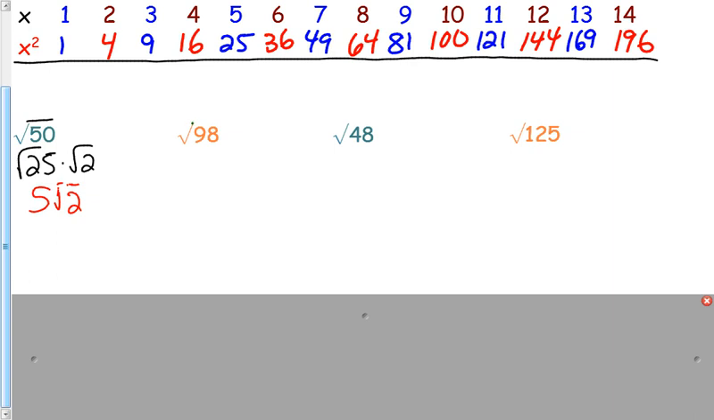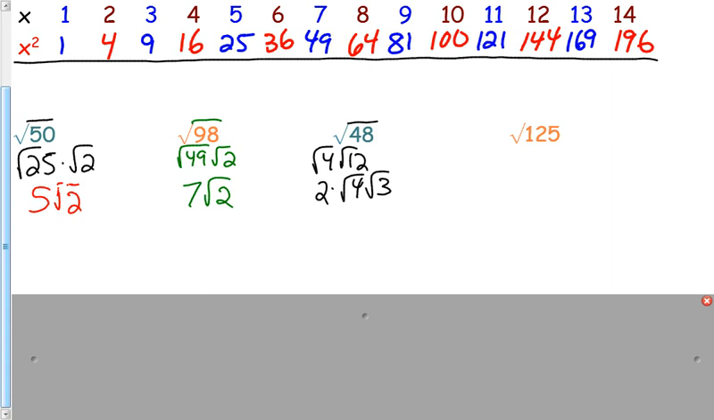Another example, square root of 98. What can I write 98 as a product of? 49 times 2, so I get 7 root 2. Moving on, square root of 48. I can write that as root 4 times root 12. Well, the thing is, root 12 is not broken down completely, because I can take another root 4 out of there. So root 4 times root 3. And again, these are all multiplies. So I have 2 times 2 root 3, or I get 4 root 3.